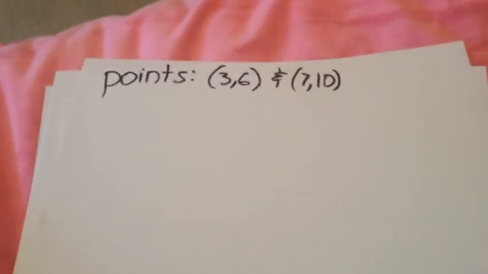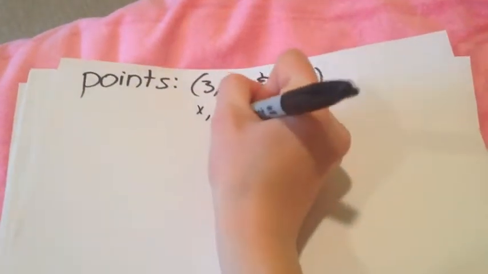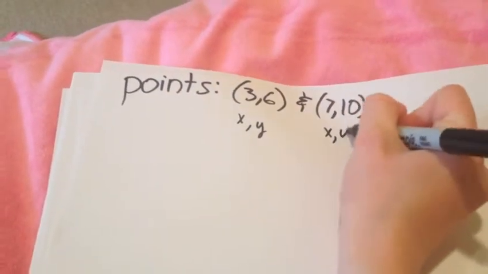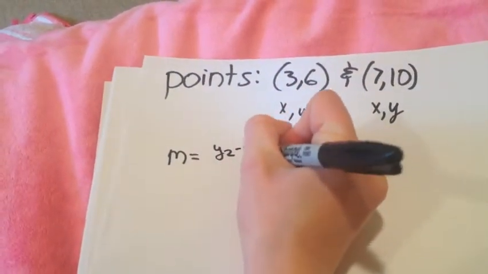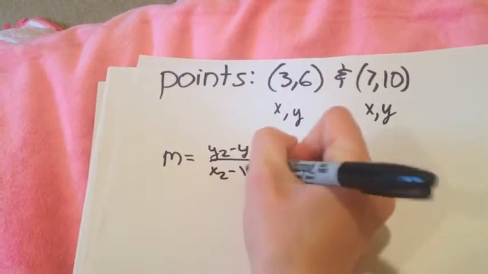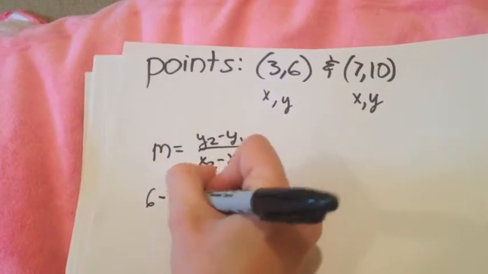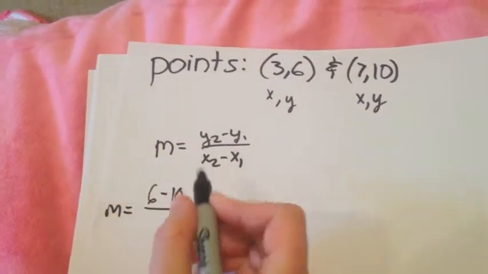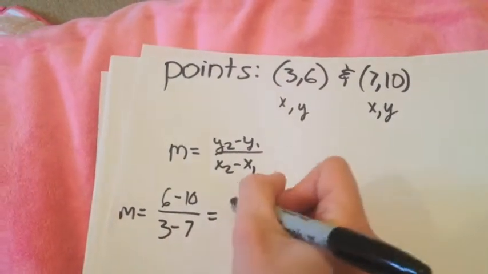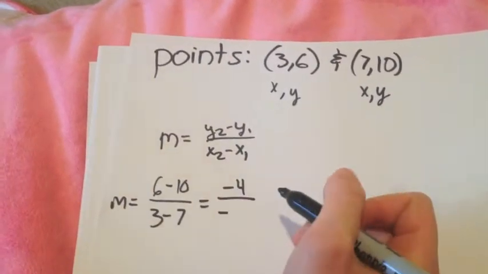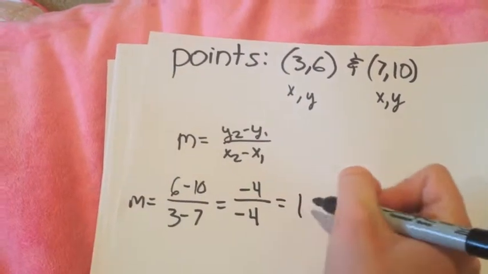Now we're going to find the equation of a line from 2 points. So now you know that this is your x comma y and this is your x comma y. We know that the equation for the slope is change in y over the change in x. So now all we need to do is plug in. So you have your 6 minus 10 over your 3 minus 7. And from this, you get negative 4 over negative 4. So that means that your slope is equal to 1.